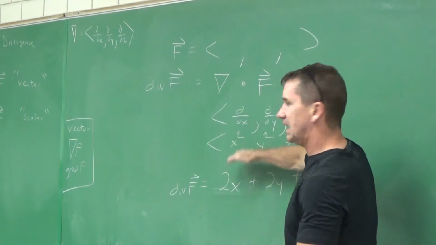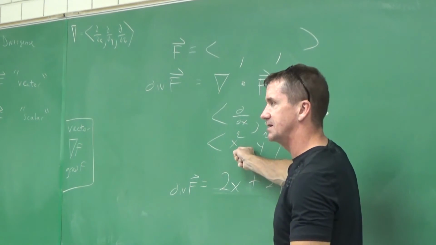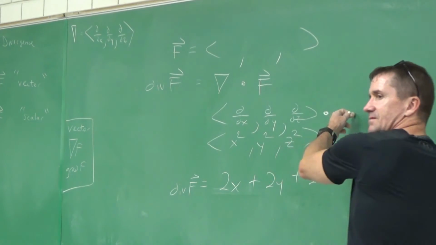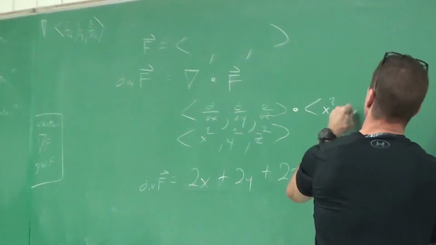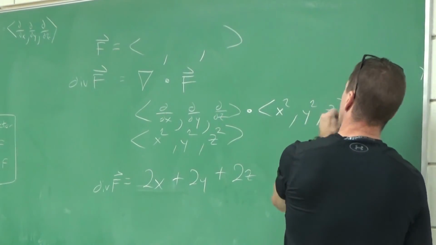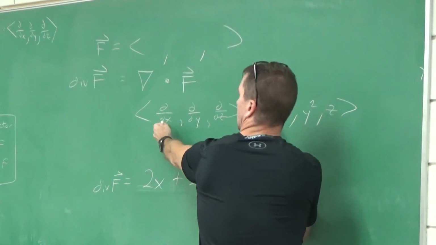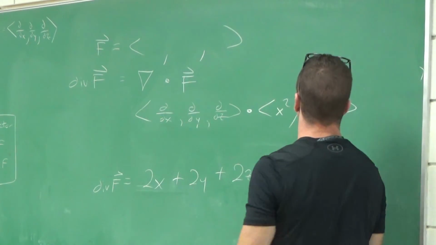The reason I wrote them underneath each other is because I thought it was easier for you to go, what's that partial with respect to x? What's that partial with respect to y? I could have put this over there, right? I could have done this, but you still would have had to do what? This times this, plus this times this, plus this times this.